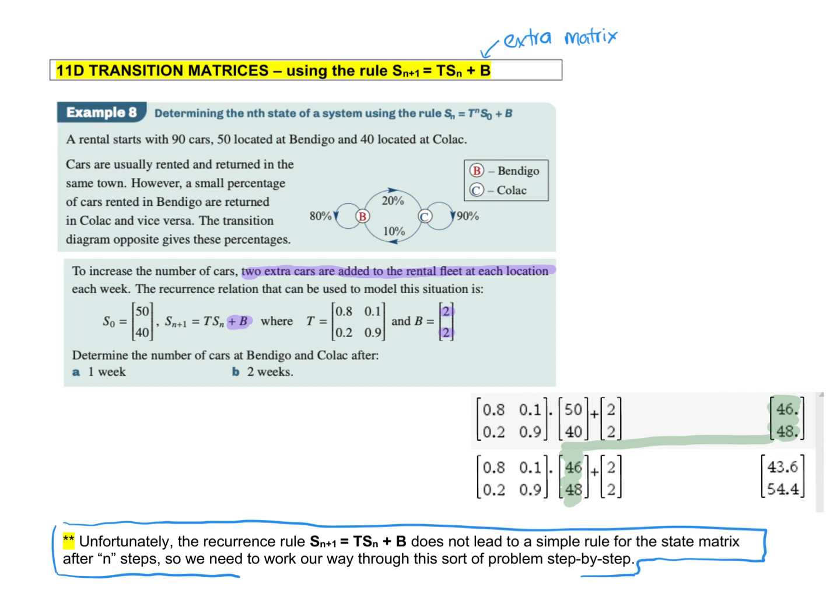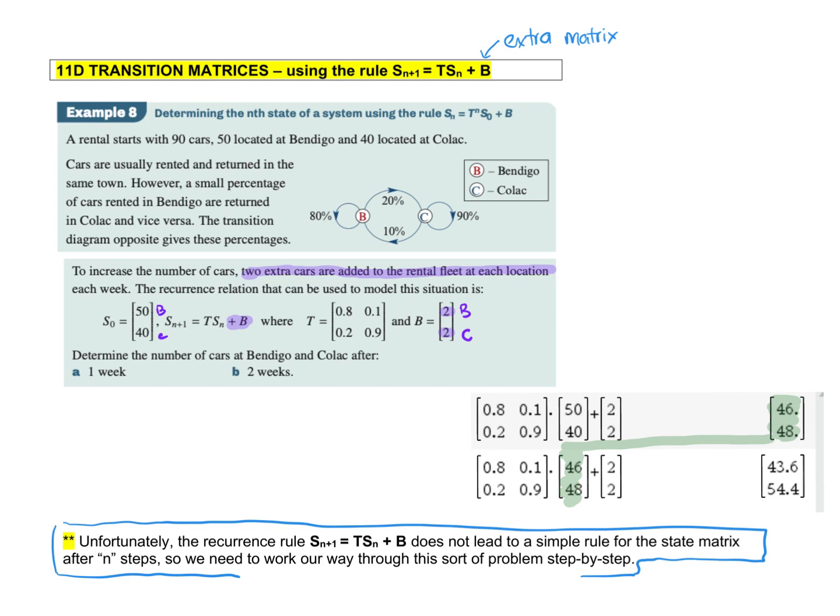Because they said 2 at each rental, we might say this is Bendigo and this is Colac, because they told me up the top that Bendigo had 50. So there's the extra that they're adding in. When you think about it, how much are we adding extra each week? 4. We're adding 4. So at the moment, S0 will be 90 when you total it up. What do you think S1 will be when you total it up? 94. Good. So it will increase that number, and you've got to think about that as well.